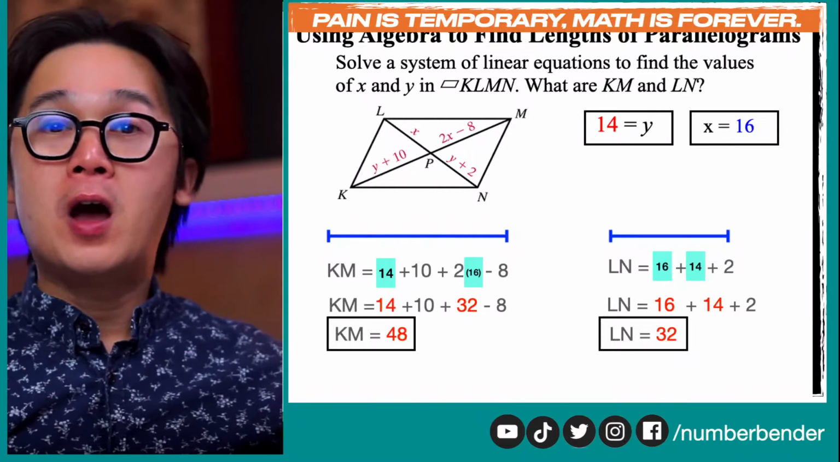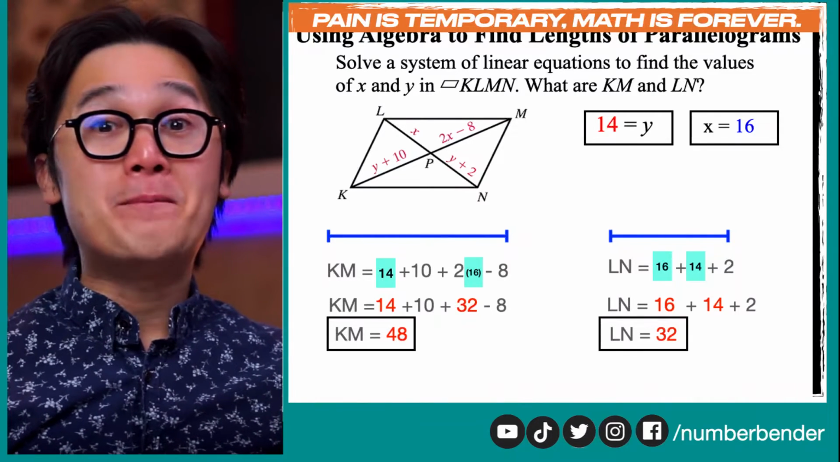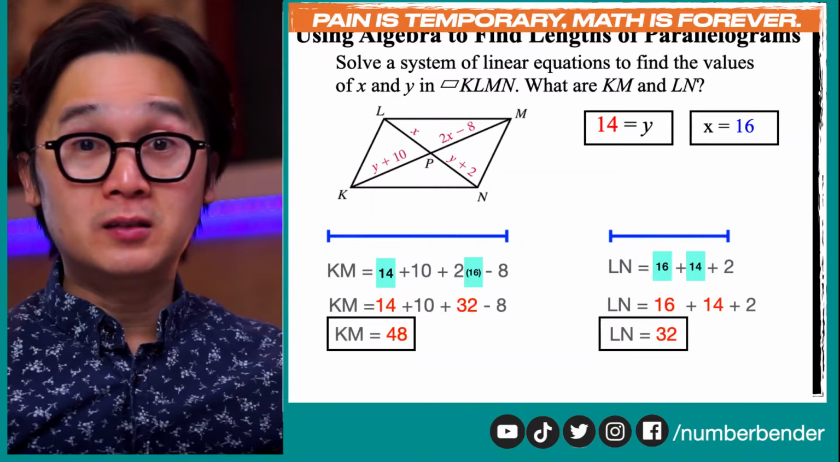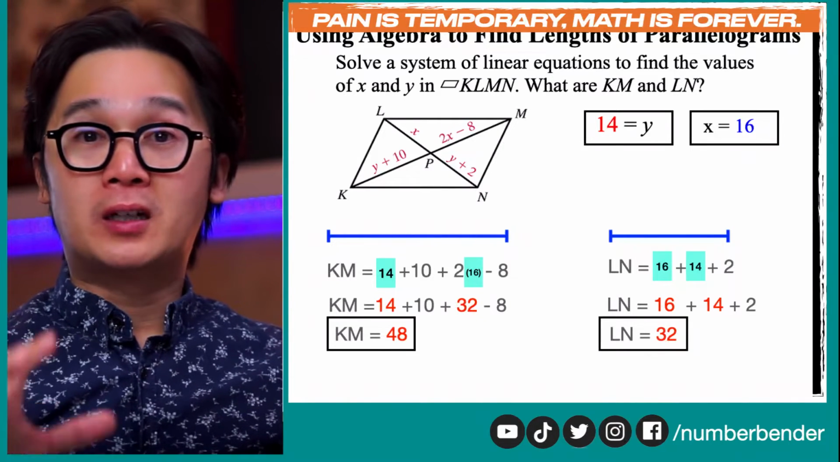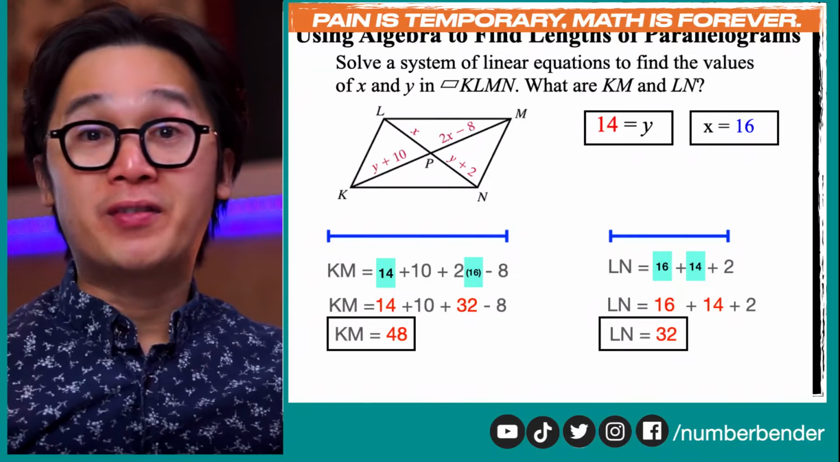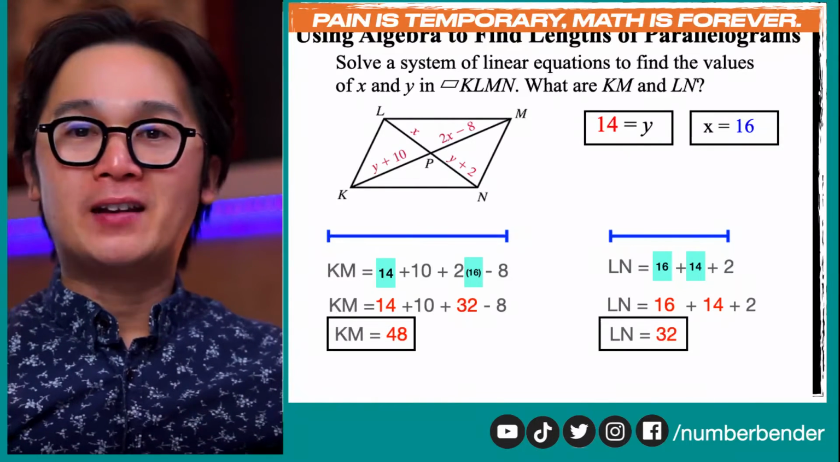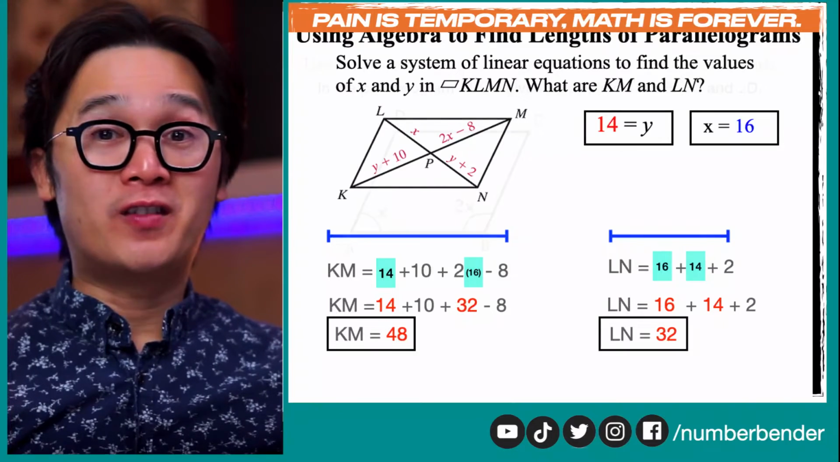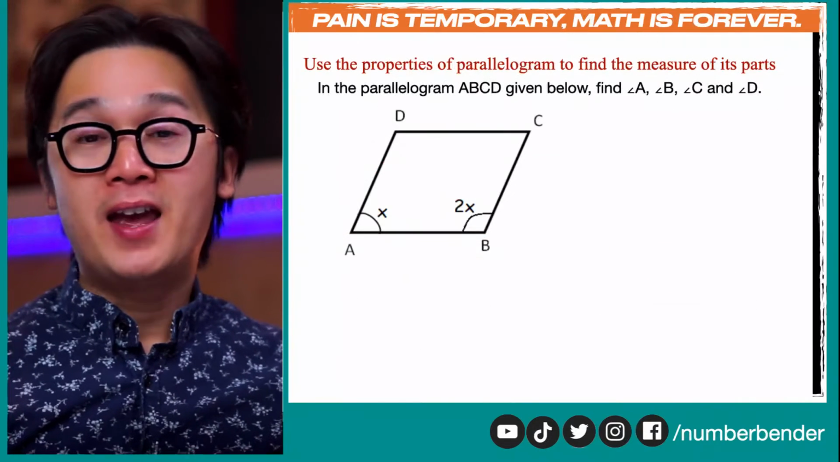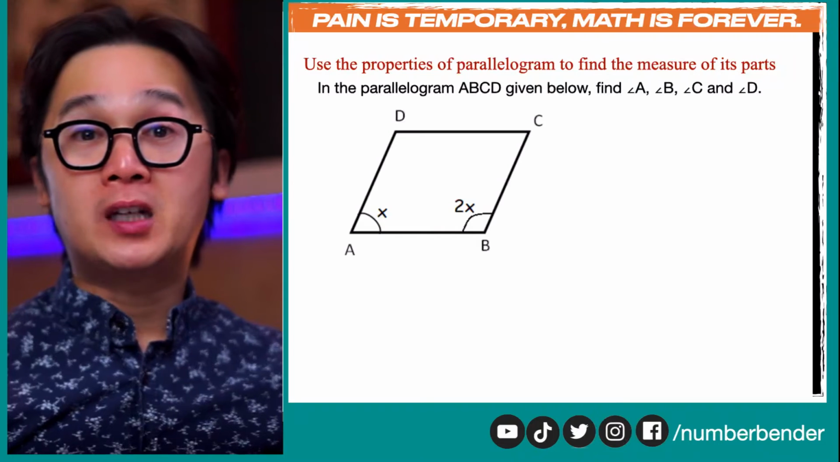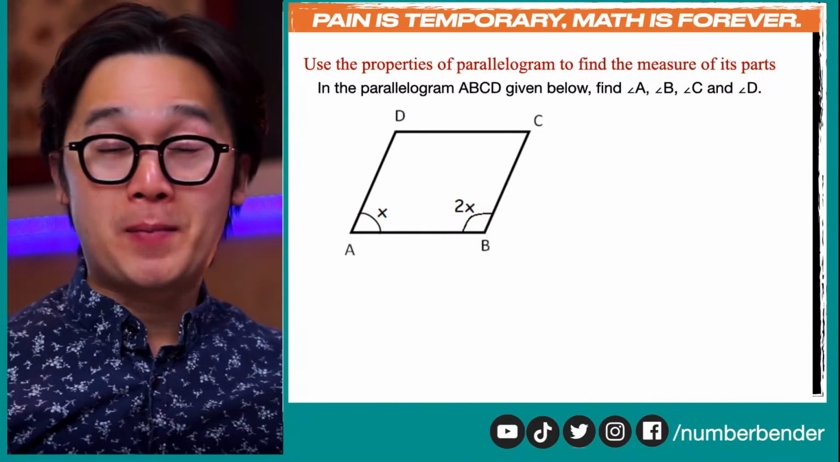So this is how we're able to figure out the measurement of our diagonals, basing it on the information and the clues in our parallelogram. So let's move on and solve another parallelogram. And in this case, we're going to be looking for the angles of this parallelogram.